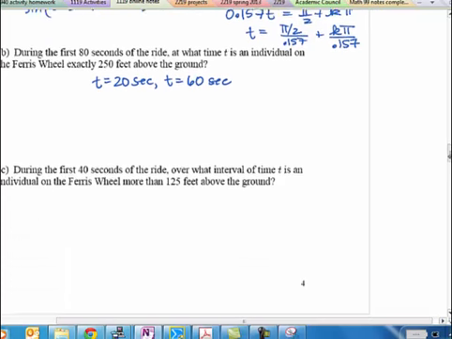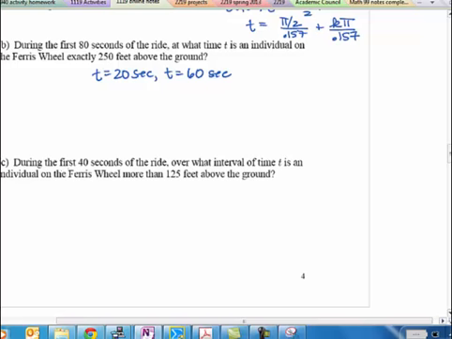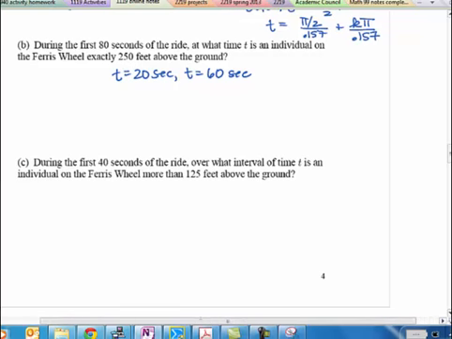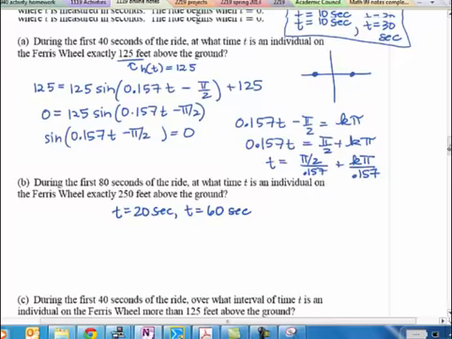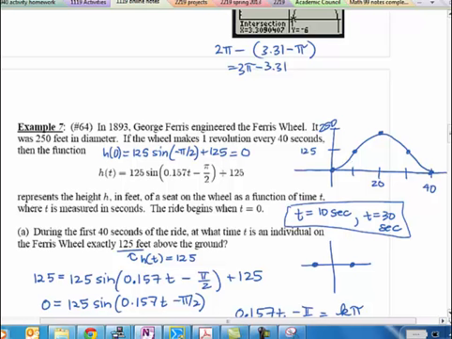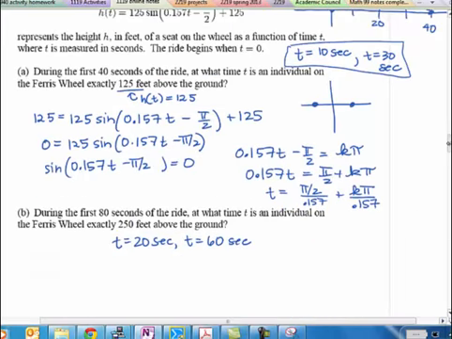And then the last question is during the first 40 seconds, so back to 40 instead of 80, during the first 40 seconds of the ride, over what interval of time is an individual on the Ferris wheel more than 125 feet above the ground? So if we go back and think about our graph, between 10 seconds and 30 seconds, the individual is above 125 feet.